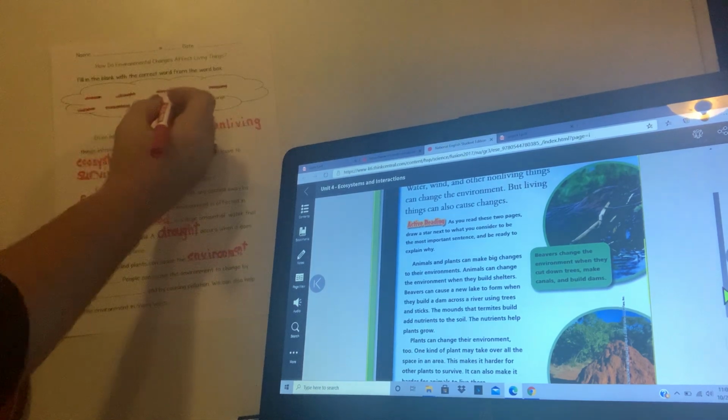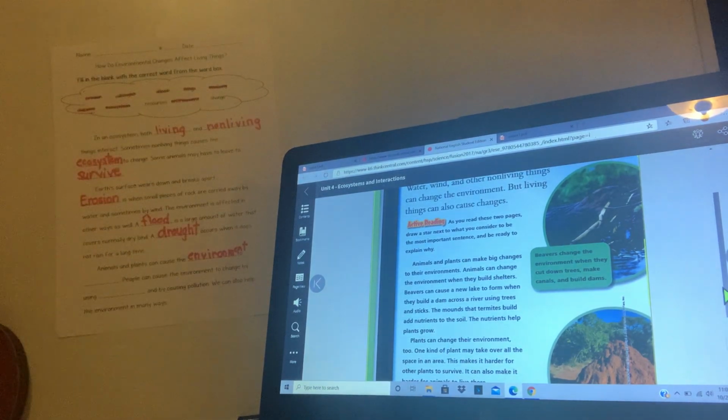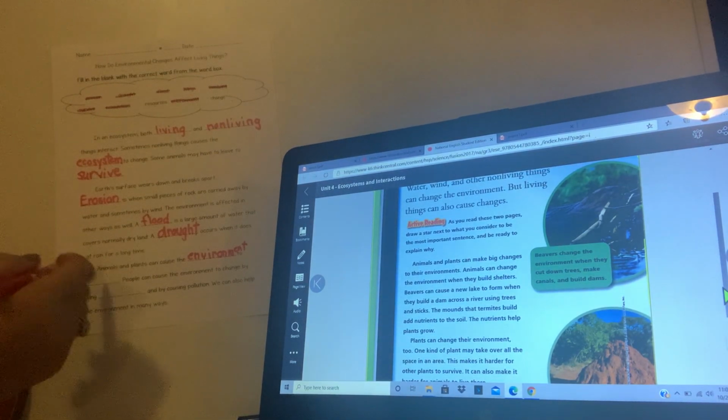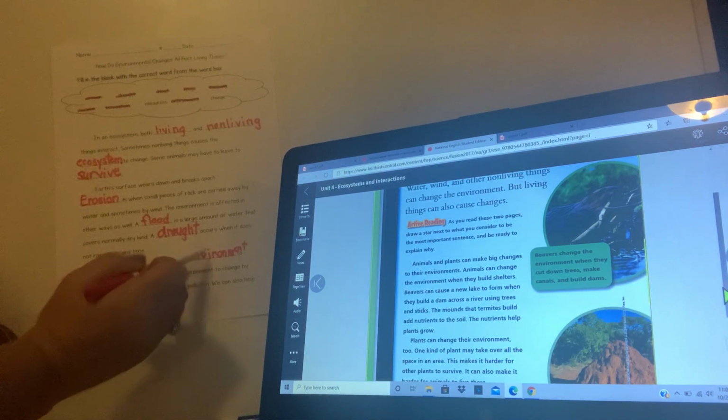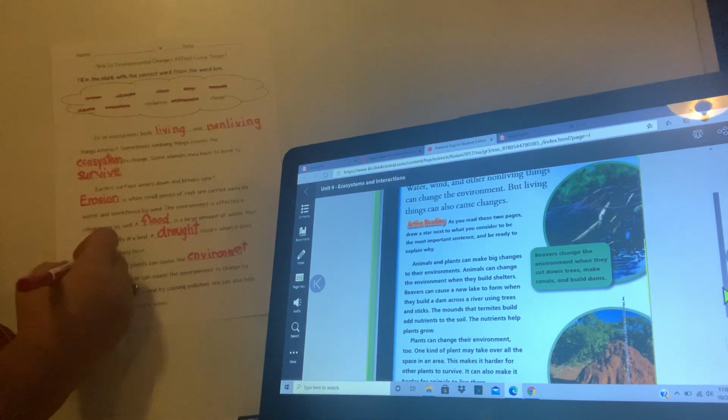E-N-V-I-R-O-N-M-E-N-T. That's a long word, environment. Cross it up in your word box. Animals and plants can cause the environment to change. C-H-A-N-G-E.